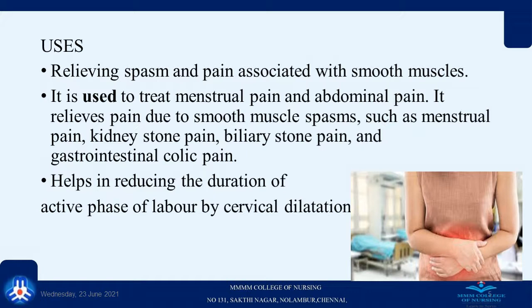It helps in reducing the duration of the active phase of labor by cervical dilatation. So this Drotin is very useful in labor by promoting adequate cervical dilatation during labor. So these are some of the uses of this Drotin. The main action is that it relieves spasm and pain associated with smooth muscles, and also in obstetric cases it helps in cervical dilatation.